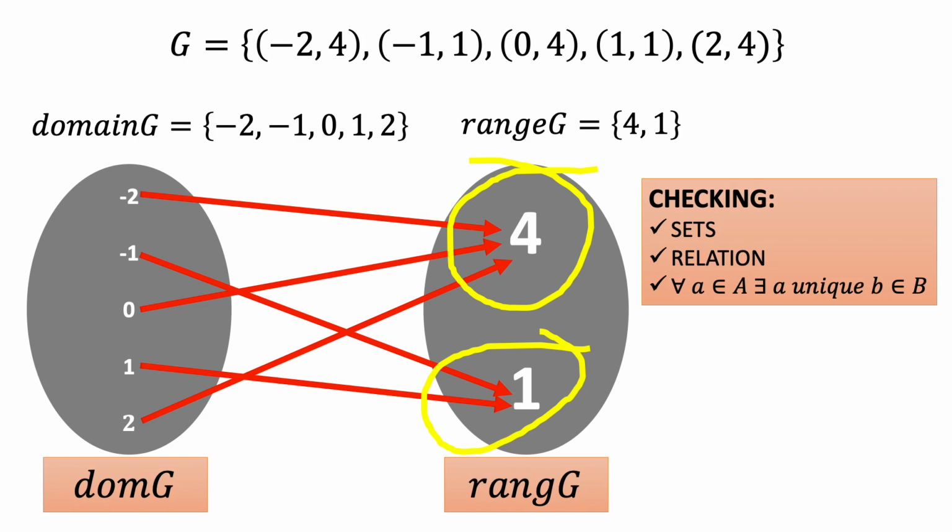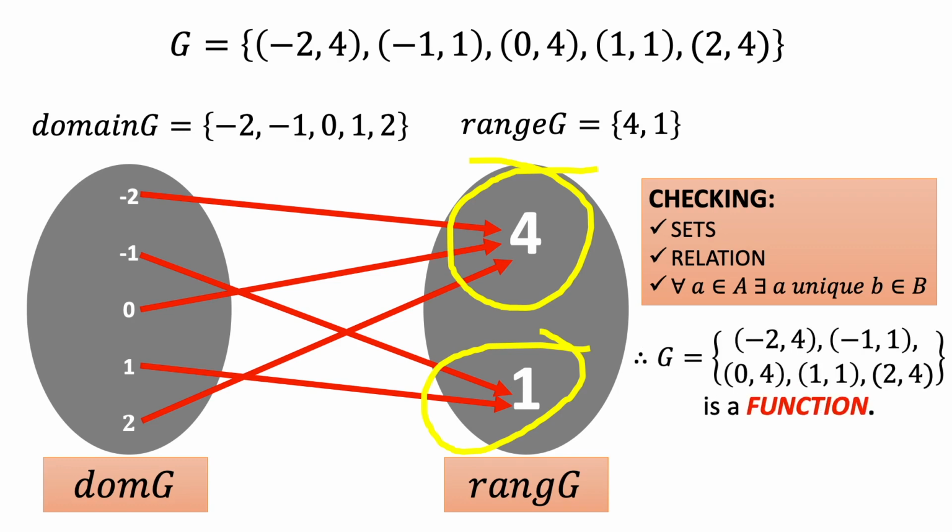However, the condition that for every A, element of A, there exists a unique B, element of B, is true only for the domain. There is no condition in the definition of a function that states for each B, element of B, there exists a unique A, element of A. Therefore, we must be confident in our conclusion that set G is a function.